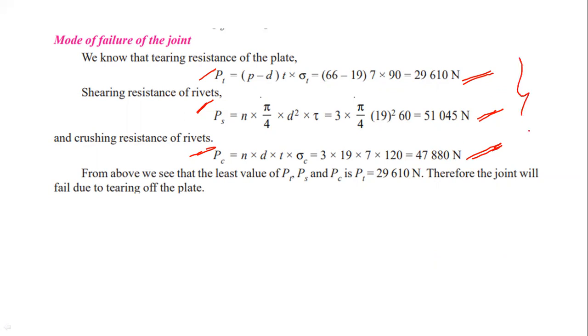Crushing strength is 47,880. From these three values, you have to find out the least value of PT, PS, PC to estimate the failure. Here the least value is PT, PT equal to 29,610 newtons. The rivet joint may fail due to tearing of the plates across the row of rivets. Therefore the joint will fail due to tearing of the plate across the row of rivets.